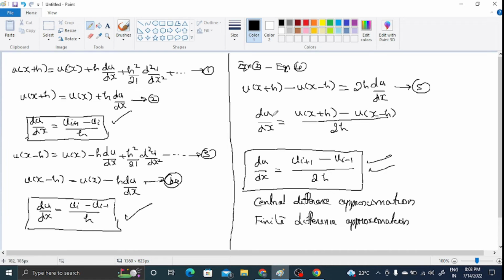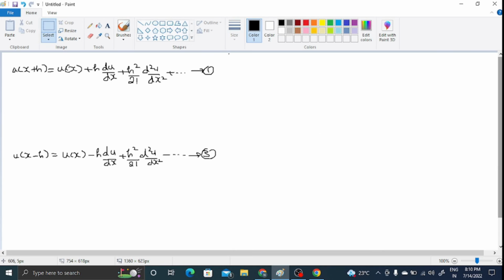Okay, so this is very important. Please note down the right hand side equations. So now we are going to consider these two equations again. What are these two equations?